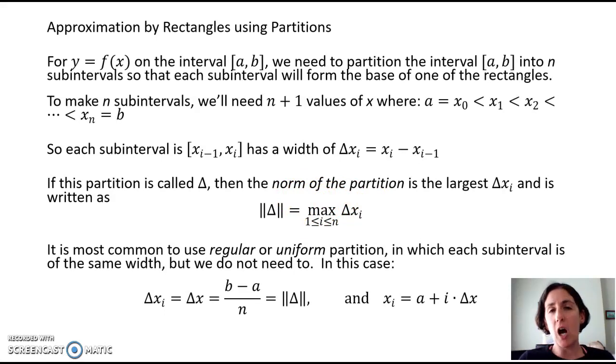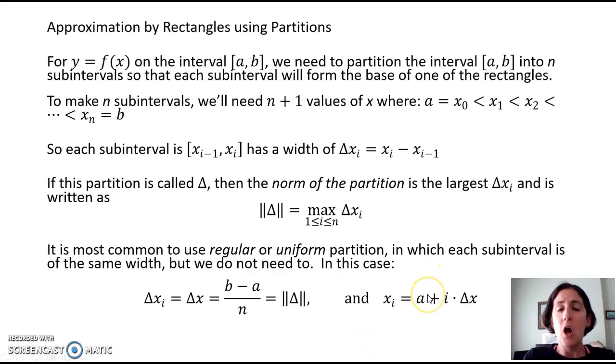It is really common to use what's called a regular partition or uniform partition, where the subintervals all have the same width. So in the examples that we had done previously, we divided it evenly so all the rectangles had the same width. And so we typically do that. In that case, every delta x_i would be the same, so we could just call it delta x. We would find it by taking the end of the interval minus the beginning of the interval and dividing by n. And that would be the norm of the partition as well, because the max of all the widths, since they're all the same, would be the same.